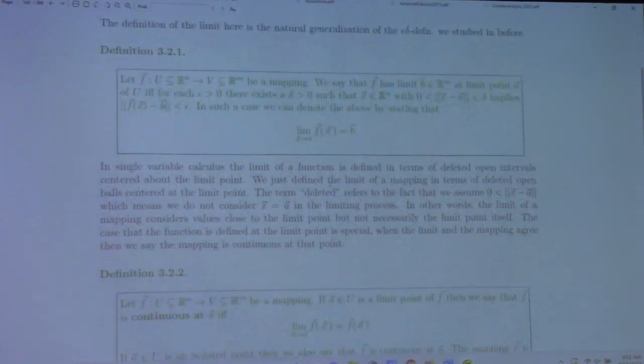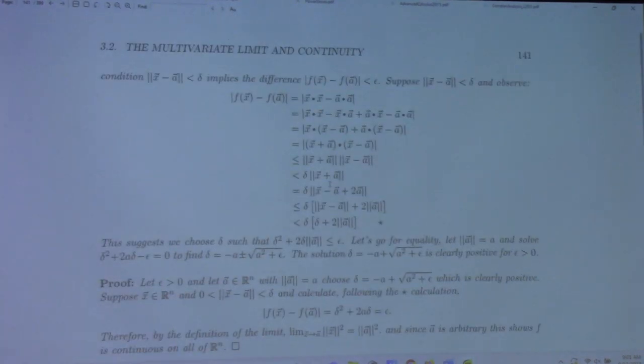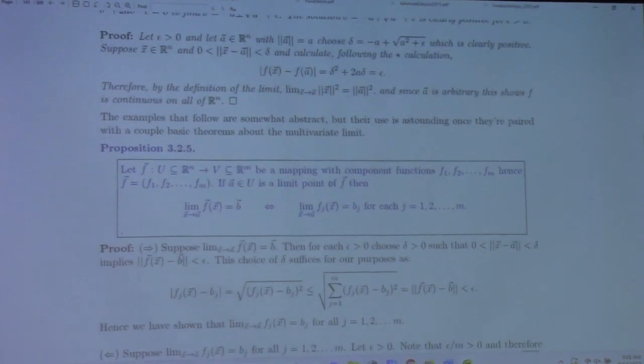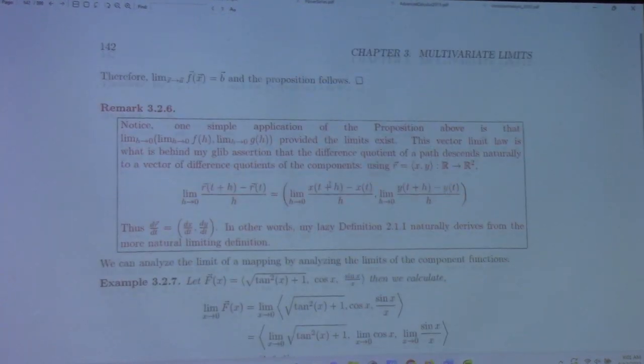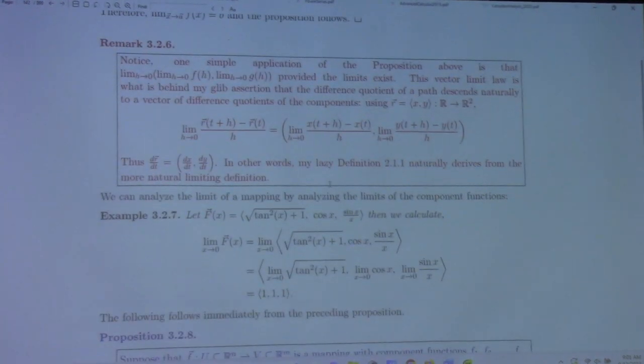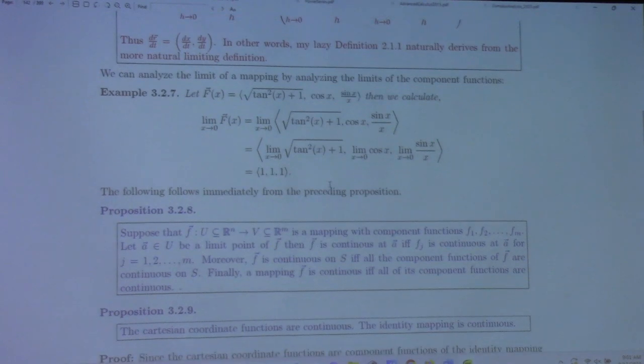If you're not a math major, you can skip over this epsilon delta stuff if you want to. It doesn't matter, guys, okay?